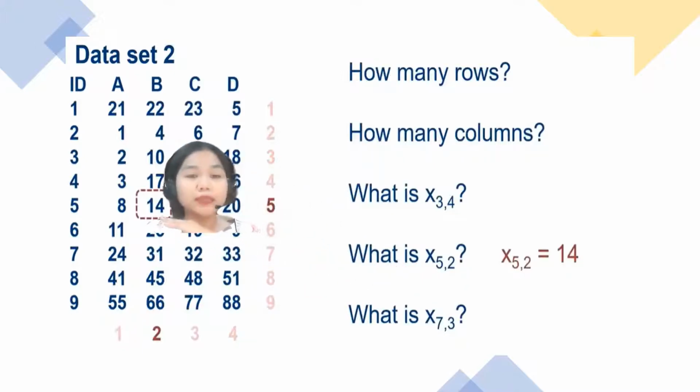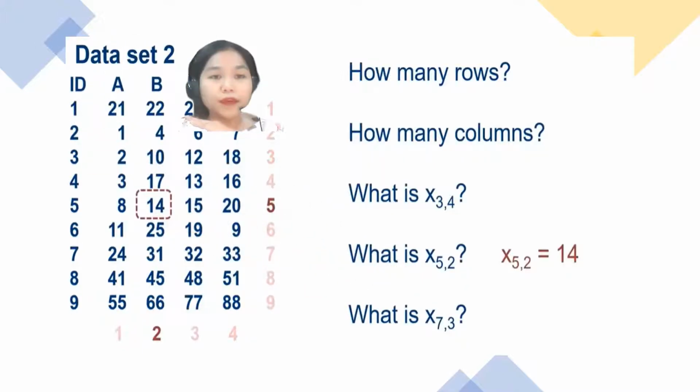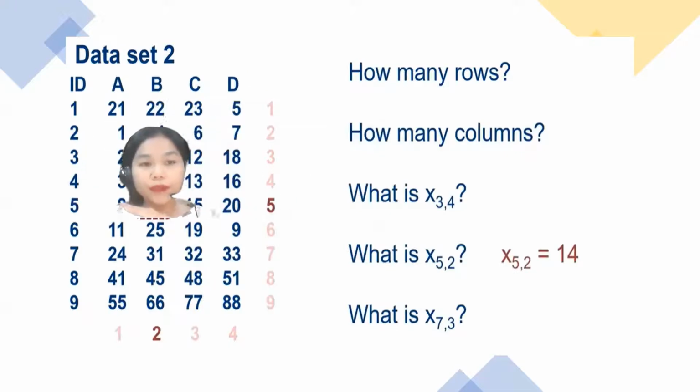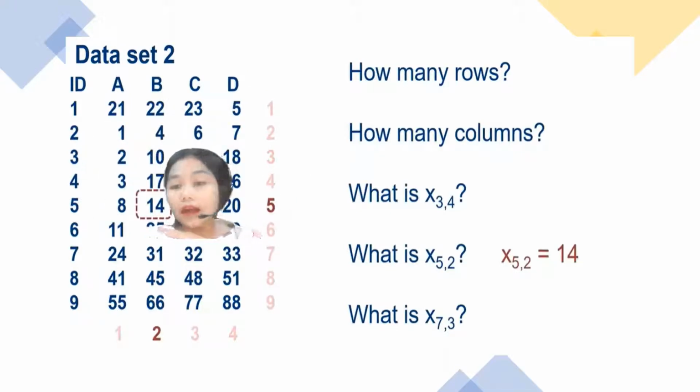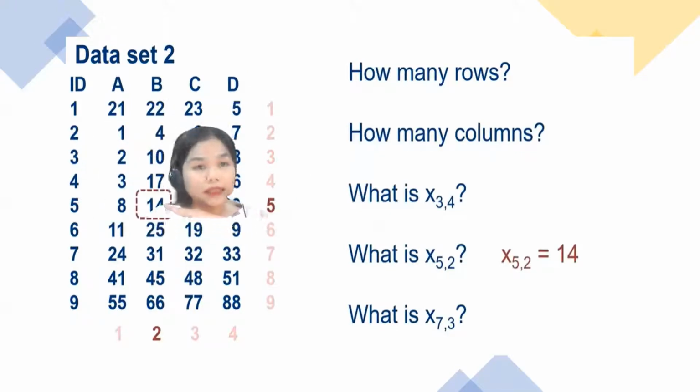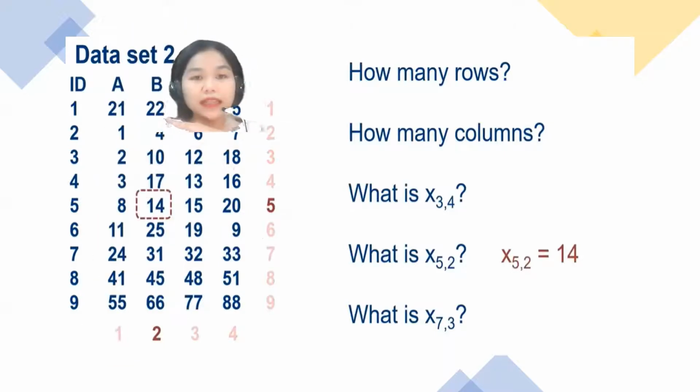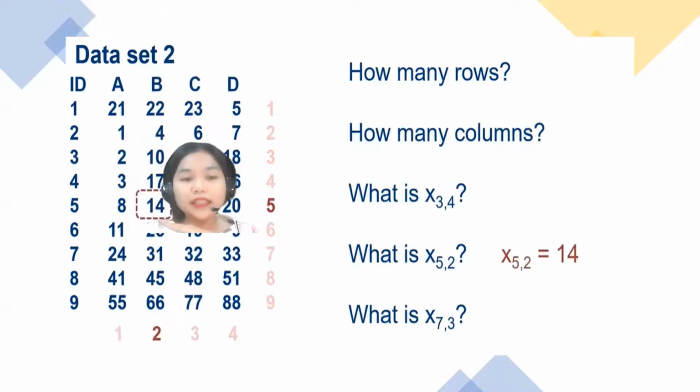Bakit siya naging 14? It's because row 5, so first row, second row, third row, fourth row, and fifth row. And then, ang sinasaad dito ay second column. So first column and then second column. So the answer for this is 14, or simply saying, the value that it corresponds to is 14. So ano yung position? It's x52, or fifth row, second column.